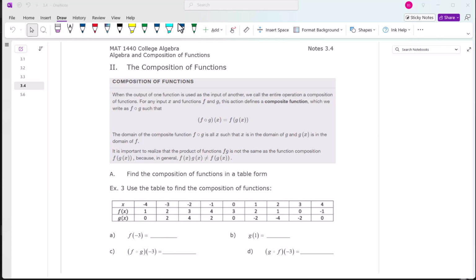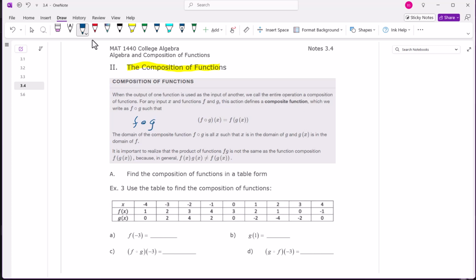Okay, ladies and gentlemen out there in pre-calc, we're going to look at composition of functions next. Another thing you probably learned a little bit about in college algebra. So this is the general way this looks. We use this open circle. Looks like it spells fog.